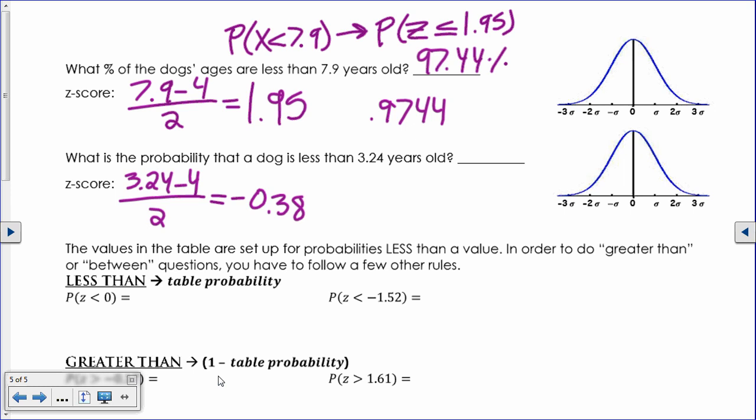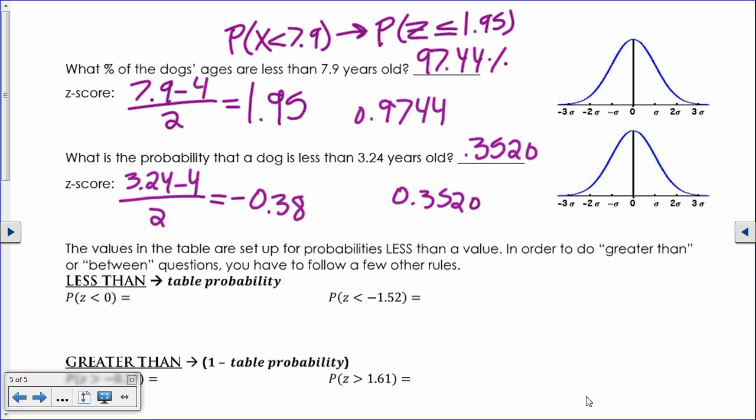Anybody have it? 0.3520. They always present it in four numbers. Alright, now do they want the answer in probability or percentage? Probability, so I can just write down the decimal. I honestly don't know why those curves are there. You don't need them unless you're trying to gauge stuff, but you don't need them.